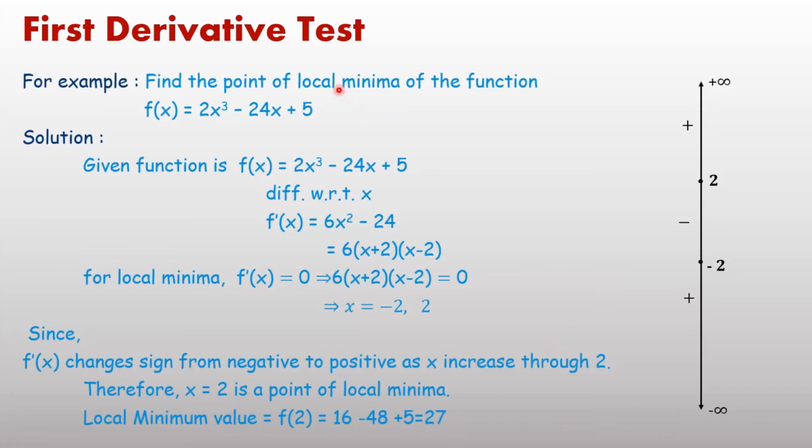In both cases, local maxima or local minima, first you have to write f dash x. For local maxima or local minima, f dash x equal to 0. F dash x equal to 0 means you will get values of x. It may be 2, 3 or 4 values. And after that you check at this point: if f dash x changes sign from positive to negative, then local maxima. Negative to positive, then local minimum.